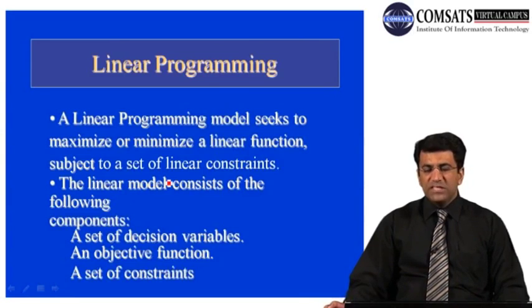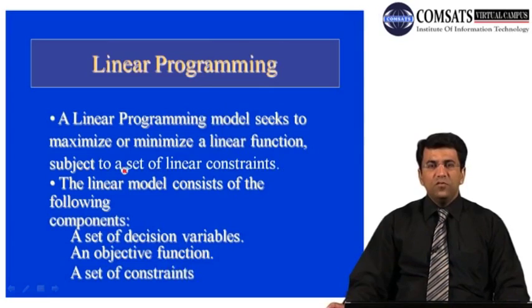So a linear programming model seeks to maximize or minimize a linear equation, as we just discussed, subject to a set of linear constraints. The linear model consists of the following components. Now class, please note down that there are three important components of linear programming, and the first component is the set of decision variables. Whenever we go through a problem related to linear programming, we'll have to identify what our decision variables are.